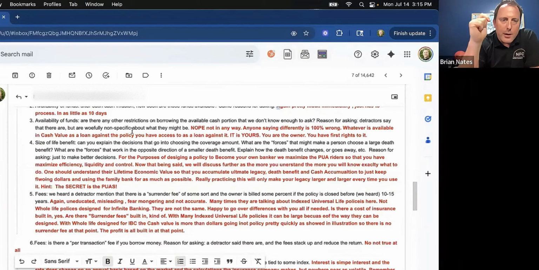Whatever is available in cash value as a loan against the policy, you have access to as a loan against it. It is yours. Whenever you want to take it, however much you want to take, up to whatever is available, right? So that is just a false statement.